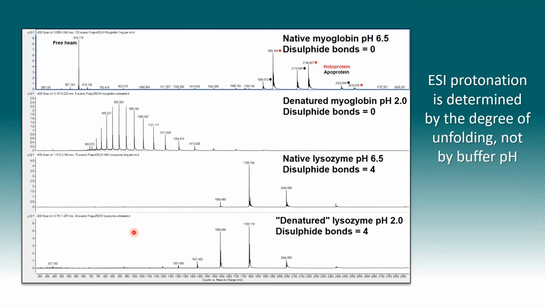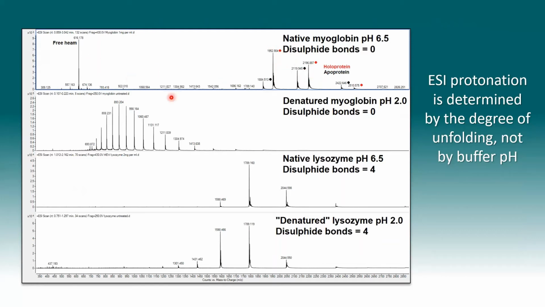So what does determine electrospray protonation state? Well, I can illustrate this with an experiment done with two different proteins. The protein on the top two traces is myoglobin. This protein will unfold under denaturing conditions, and that's what you can see happening here. This is the native spectrum. We have two sets of peaks here because we have a holoprotein and the apoprotein.